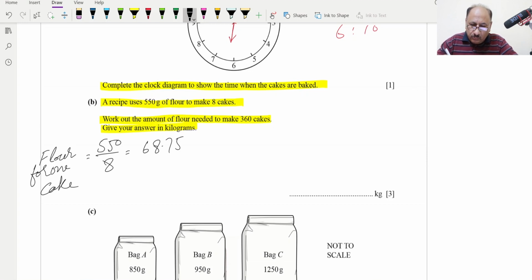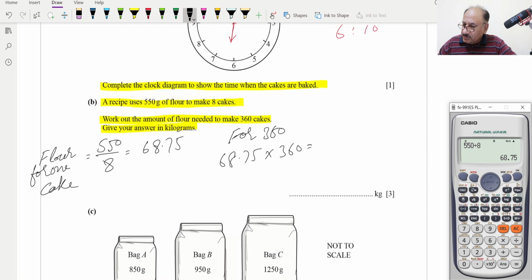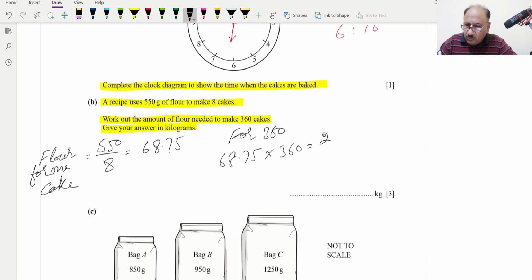Now we can calculate for 360. For 360, this will be 68.75 multiplied by 360, which is equal to what? 68.75 multiplied by 360 is equal to 24750 grams, and for kilograms it will be 24.75 kilograms. This is the 3 mark question which we are done with.